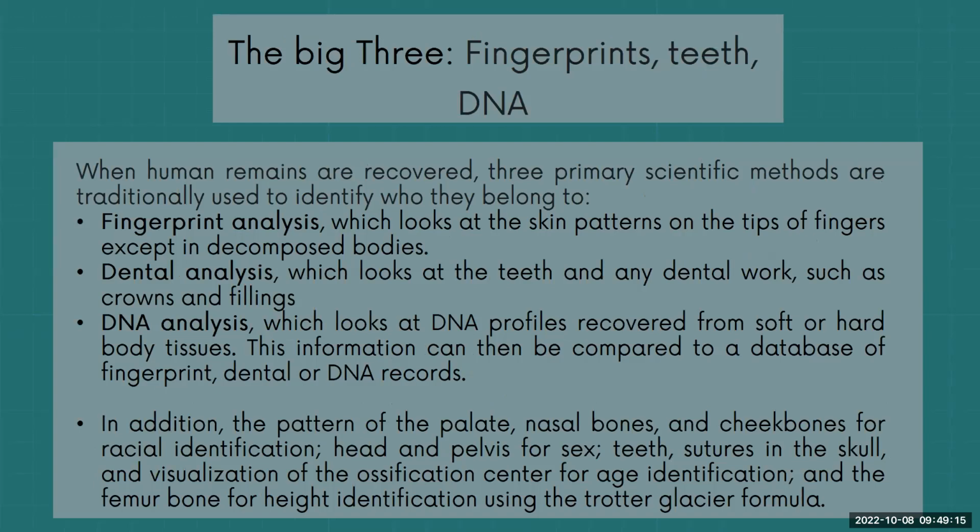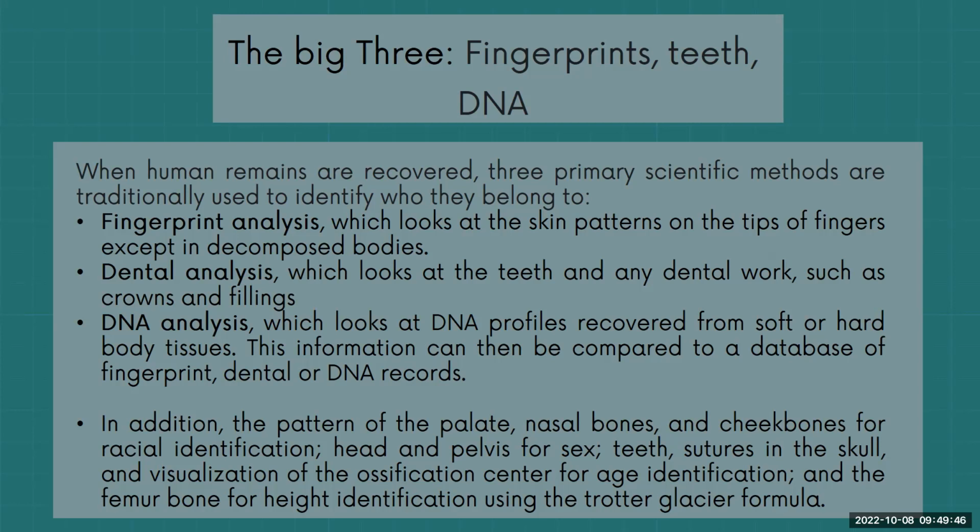The big three: fingerprints, teeth, DNA. When human remains are recovered, three primary scientific methods are traditionally used to identify who they belong to. So first is fingerprint analysis, which looks at the skin patterns on the tips of the fingers, except in decomposed bodies. Sa fingerprint analysis, pwede pong kuhanin yung fingerprint, pero depende na nga lang po sa condition ng skin.